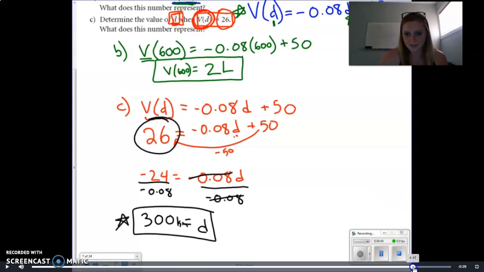I don't know if he writes a sentence here at the end. Not really. He just types kilometers at the end there. Okay, so if you have 26 liters left in your gas tank, you traveled 300 kilometers. Okay, that should be it.